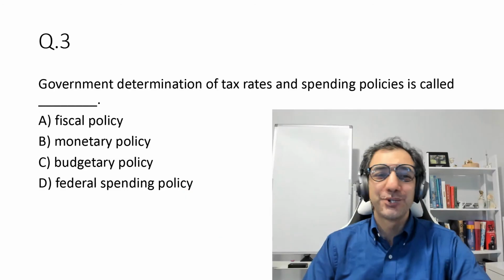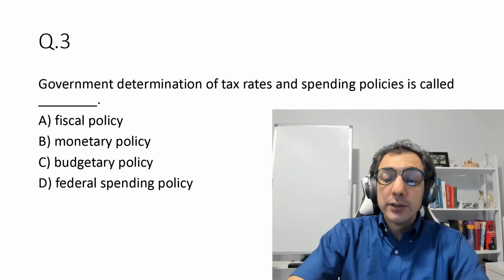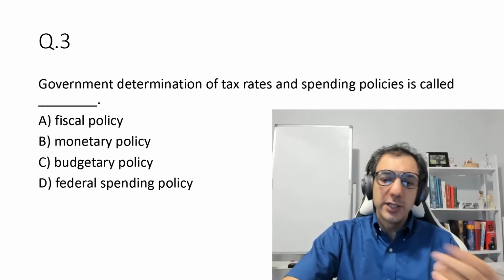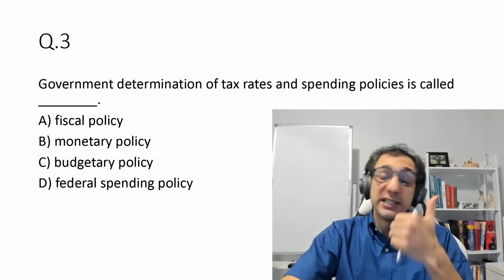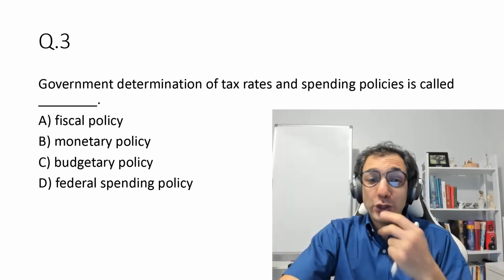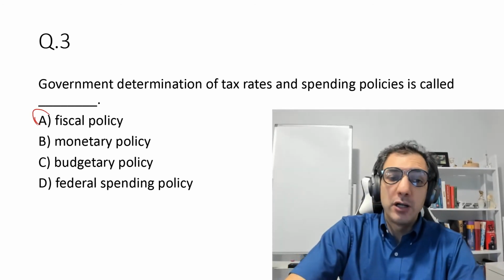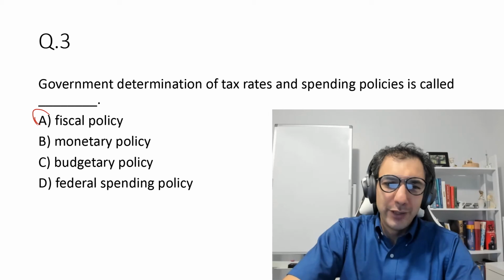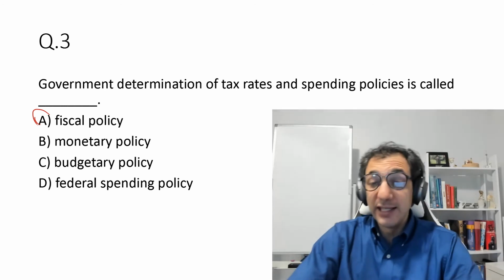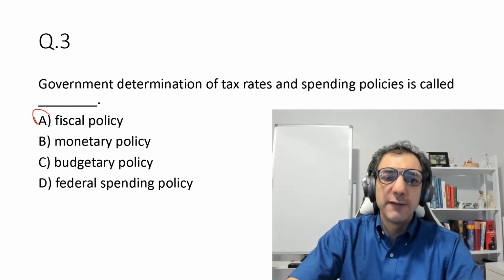Let's look at the next question. Government determination of tax rates and spending policies is called. So we talk about the monetary policies and fiscal policies. I mentioned that for the fiscal policies, governments are usually playing with two major factors, the tax rate and the government spending. So this is classified as a fiscal policy. So the answer here should be A, fiscal policy. So for sure it's not monetary. We don't have budgetary policy. At least it's not related to the government and federal spending policy. So the most relevant here is the fiscal policy.